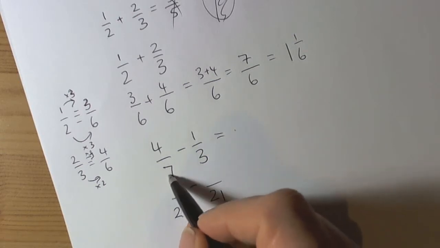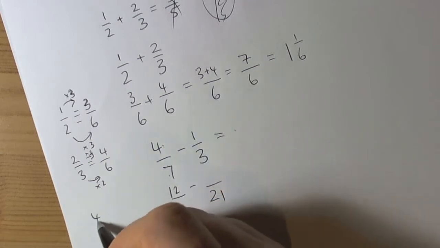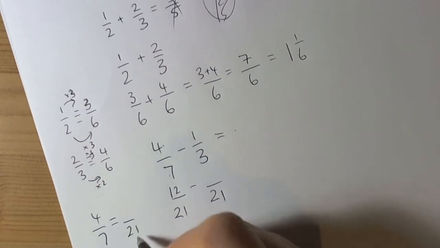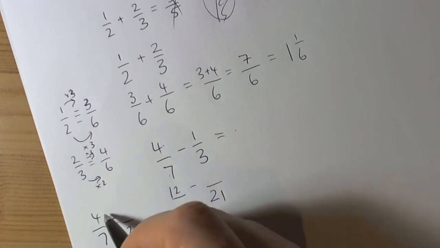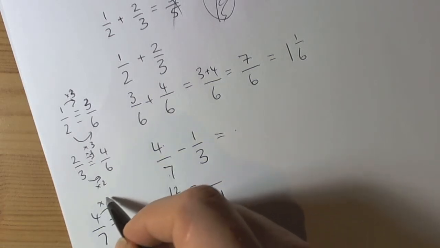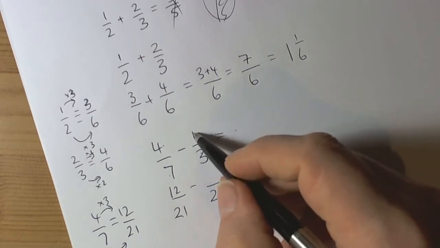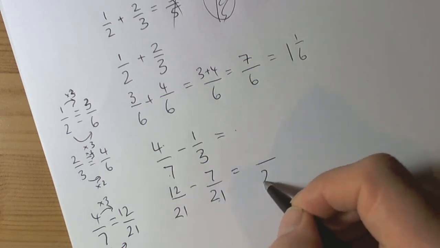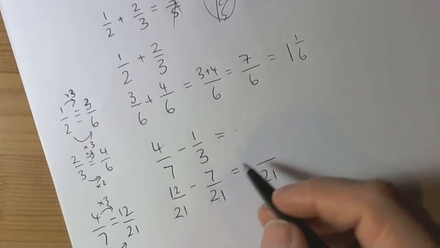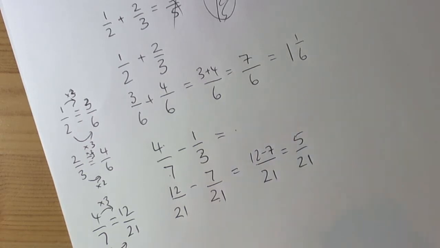To turn the 7 into 21, I times by 3, so I have to times the numerator by 3 as well, so 12. So we've got to remember all the time, whatever we do to the bottom number, the denominator, then we must do that to the numerator to make an equivalent fraction. And to turn 3 into 21, I times by 7, and 1 times 7 is 7. So 12 over 21 take away 7 over 21. Then my answer is going to be over 21, and 12 take away 7 is the sum of doing the numerators, so 5 over 21.